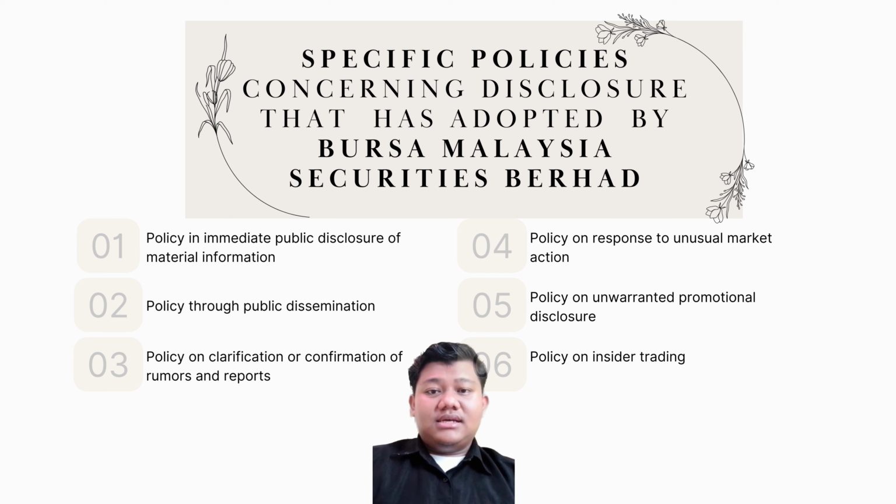So there are 6 specific policies concerning disclosure adopted by Bursa Malaysia Securities Berhad. The first one is the policy on immediate public disclosure of material information. The second is the policy on public dissemination. The third is the policy on clarification or confirmation of rumors and reports. The fourth is the policy on response to unusual market action. The fifth is the policy on unwarranted promotional disclosure, and the sixth is the policy on insider trading.